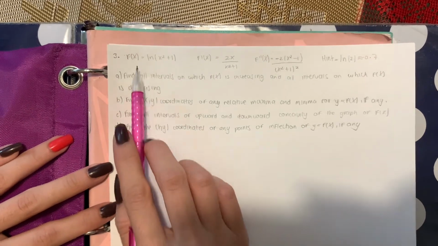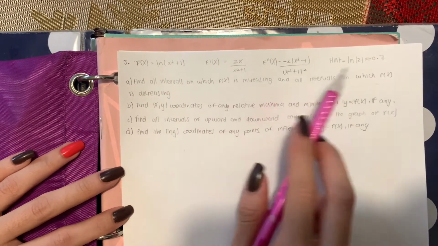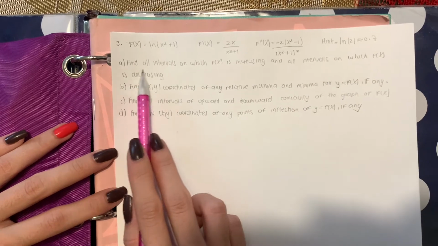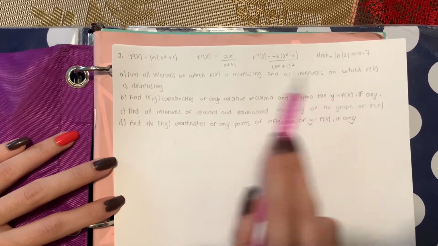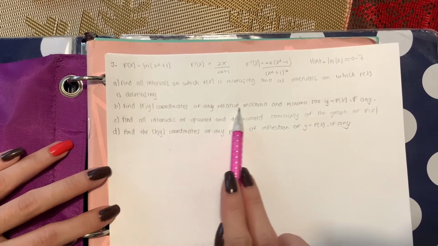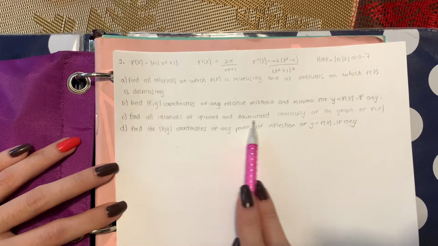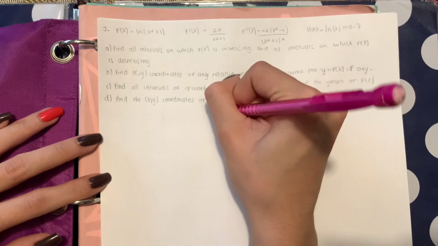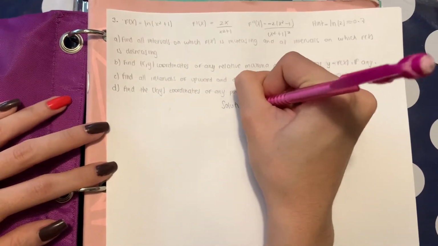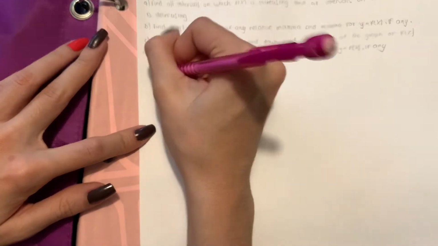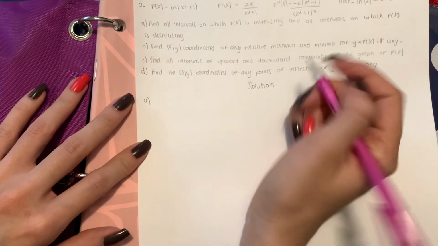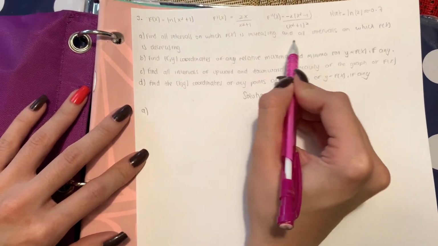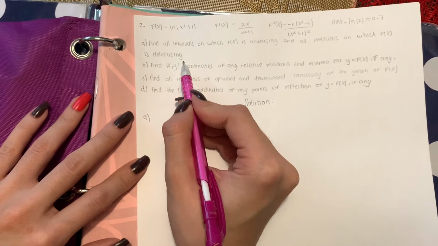For the third example, we have our function, and the first and the second derivative as well. We have to find if the function is increasing or decreasing, and which are the intervals. We have to find the minimum and maximum, the x and y coordinates. We have to see the concavity of the graph and the points of inflection. So we're going to start by seeing if the function is increasing or decreasing, and which are the intervals.